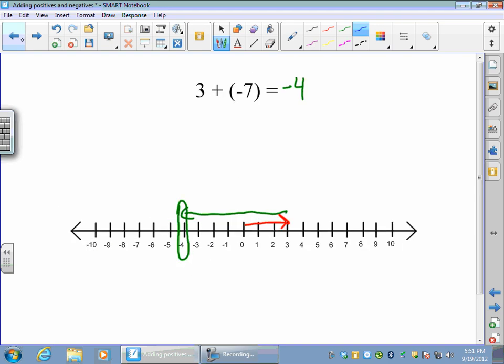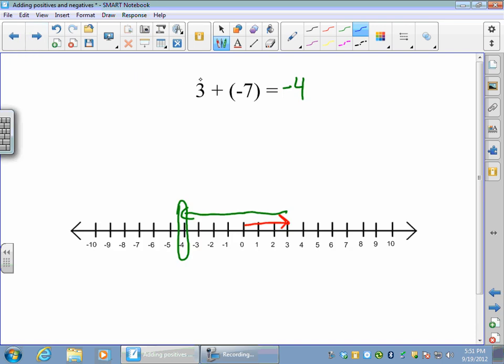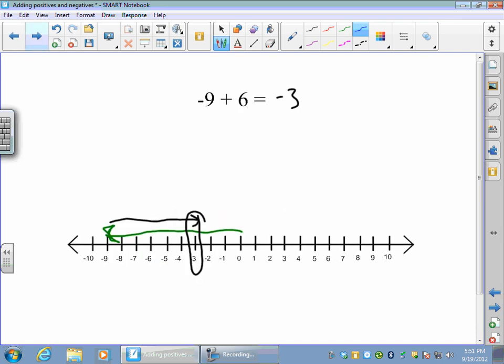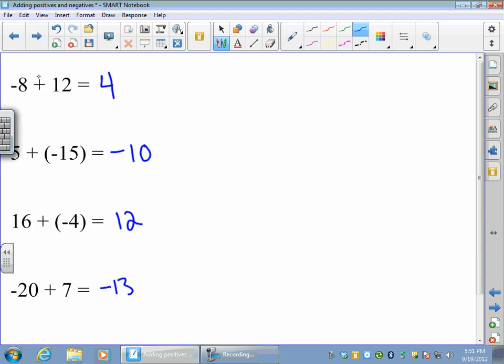If you look at the number lines, that should give you a better idea. Remember, they're working against each other. One's going right, one's going left. So what's actually happening is we're subtracting because they're going against each other. 8 minus 3, yeah, that's 5. 7 minus 3, that's 4. 9 minus 6, 3. 10 minus 4, 6. Yep, 12 minus 8, 15 minus 5, 16 minus 4, 20 minus 7.